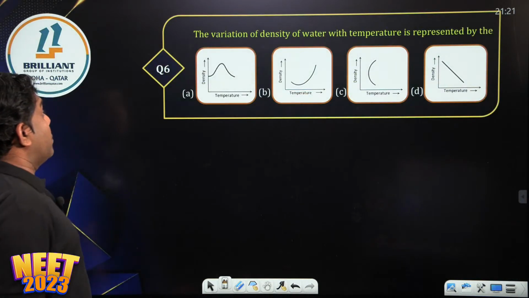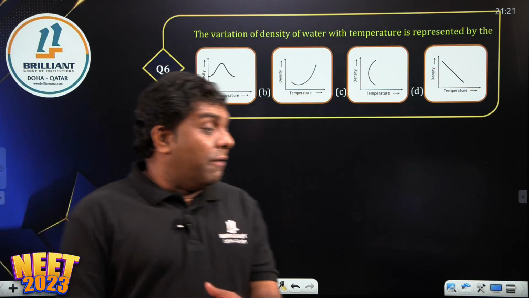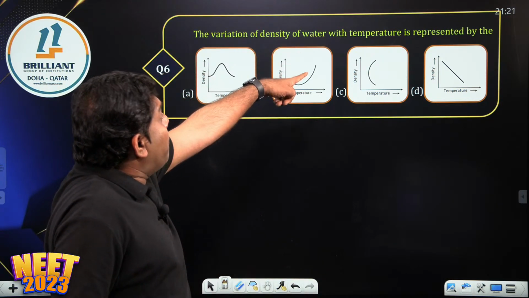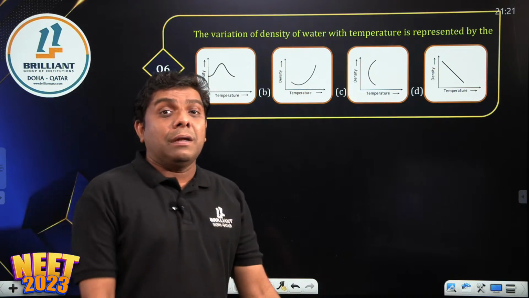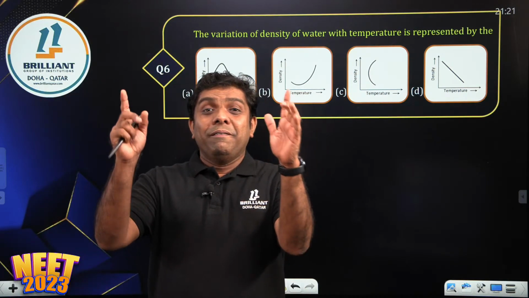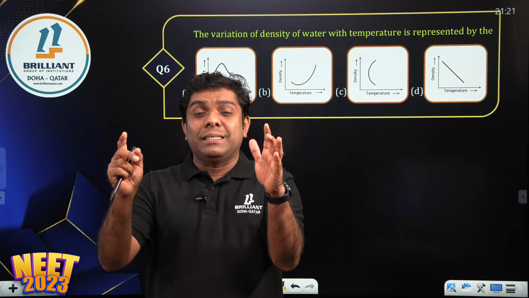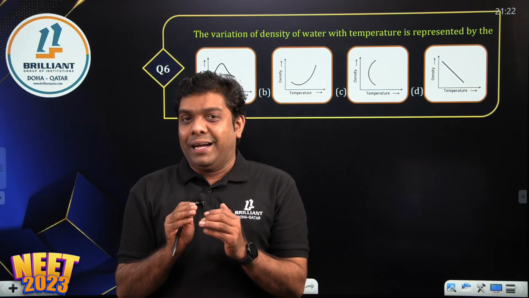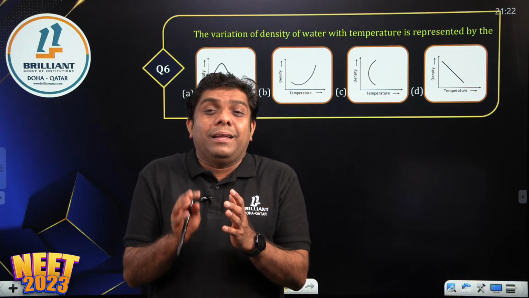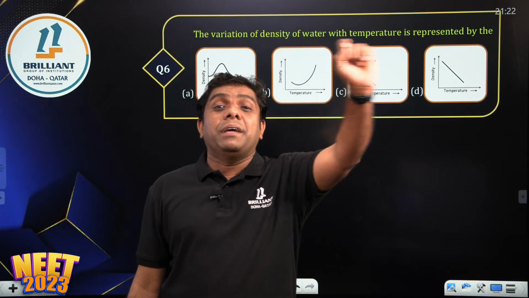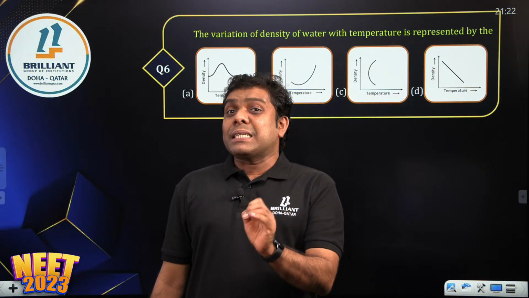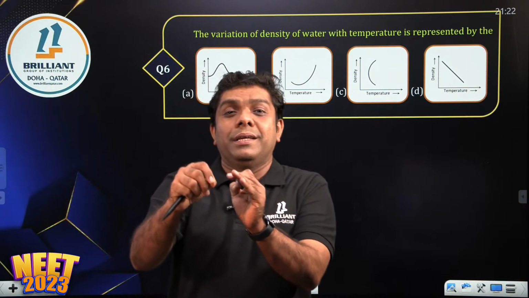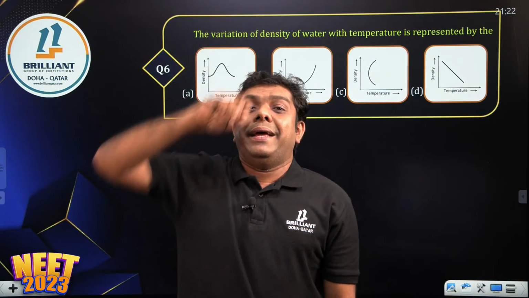Now we are trying question 6. See, look, it's a graph question. We know the variation of density of water with temperature is represented by which graph? The variation of density of water with temperature is a very important idea. I think you have that idea correctly. That is the anomalous behavior of water: water contracts on heating from 0 degree to 4 degrees Celsius and then it expands.